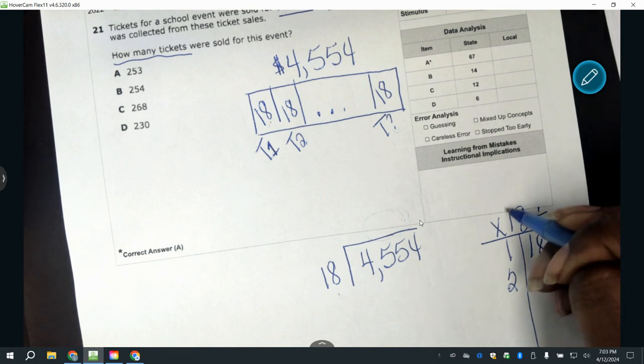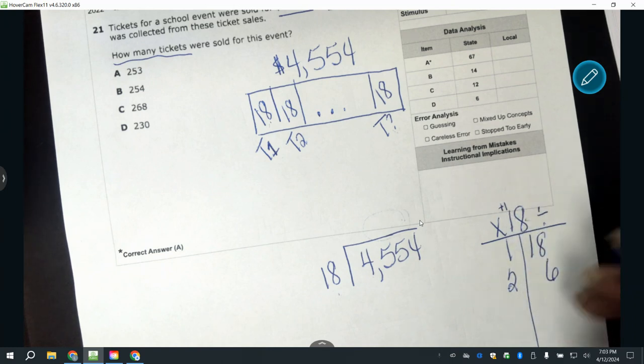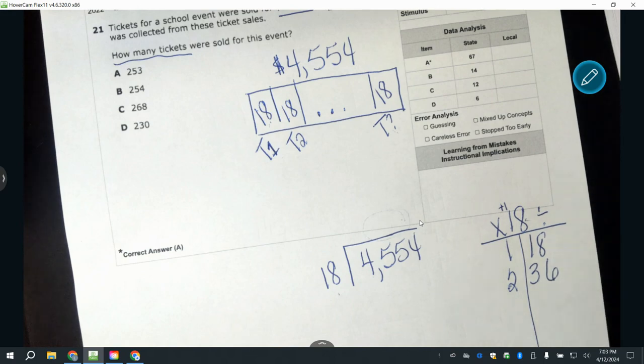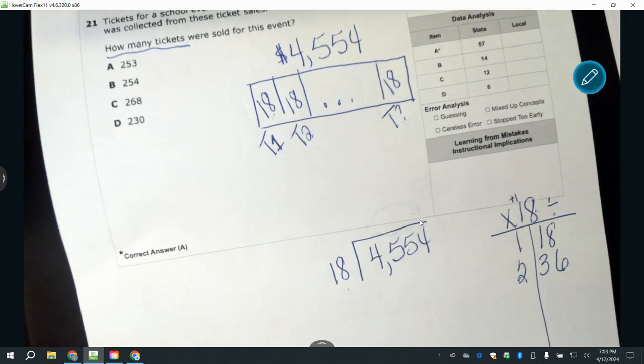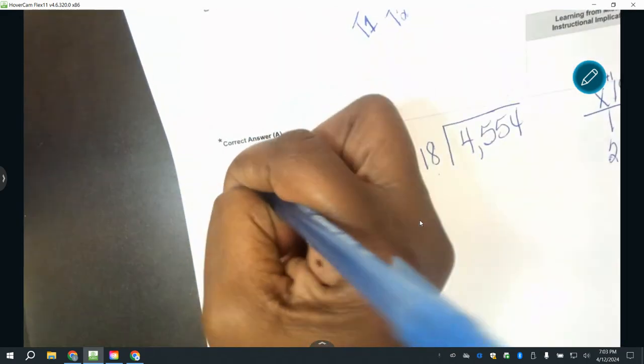Put my 6, regroup my 1. 2 times 1 is 2, plus that 1, 36, baby. Now, if you are someone that's like, I cannot multiply, I do not like it, right? Let me show you another way. You know that it's multiplying, but you don't like multiplying, then just add.